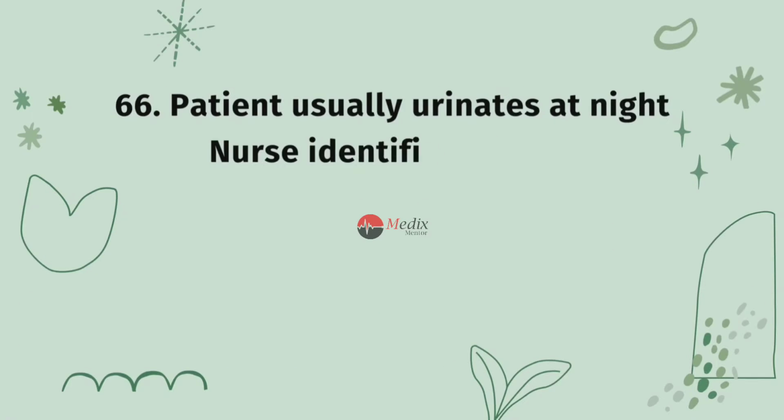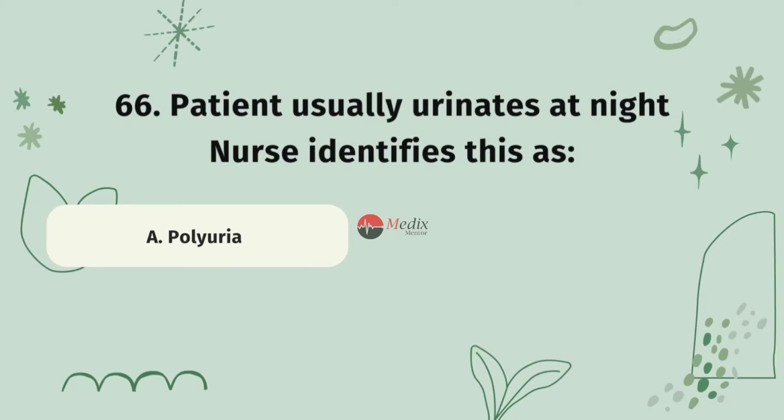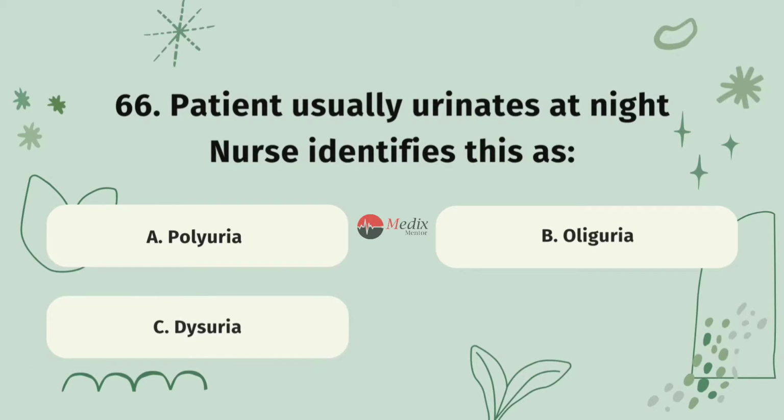Question 66. Patients usually urinate at night. Nurse identifies this as Option A, polyuria. Option B, oliguria. Option C, dysuria. Option D, nocturia. The correct answer is D.